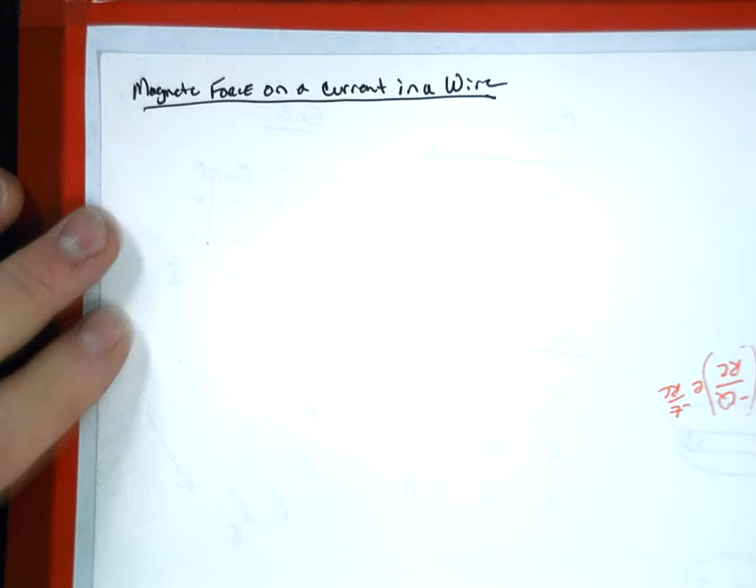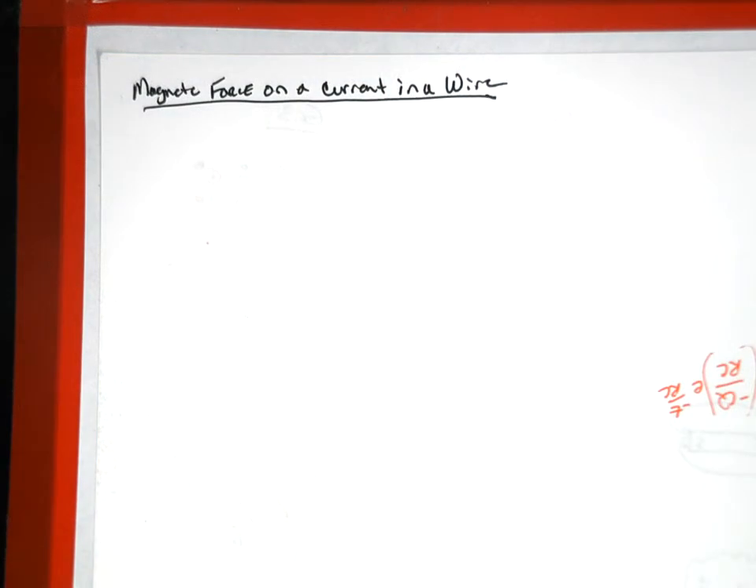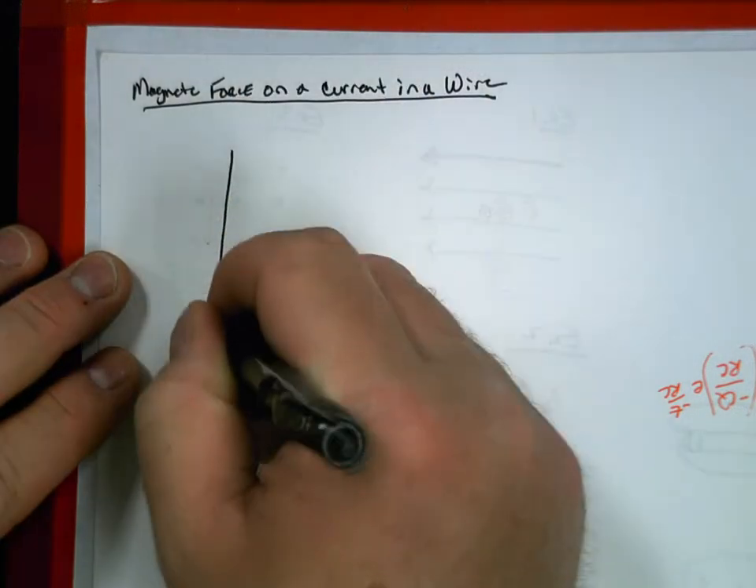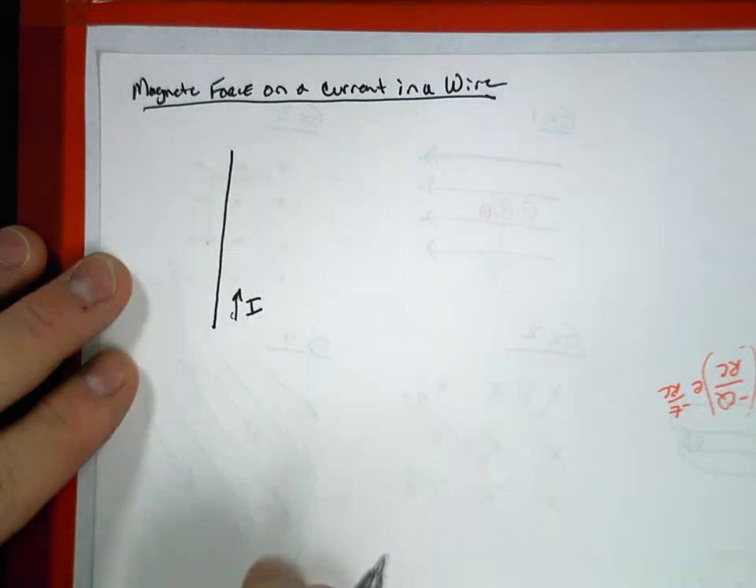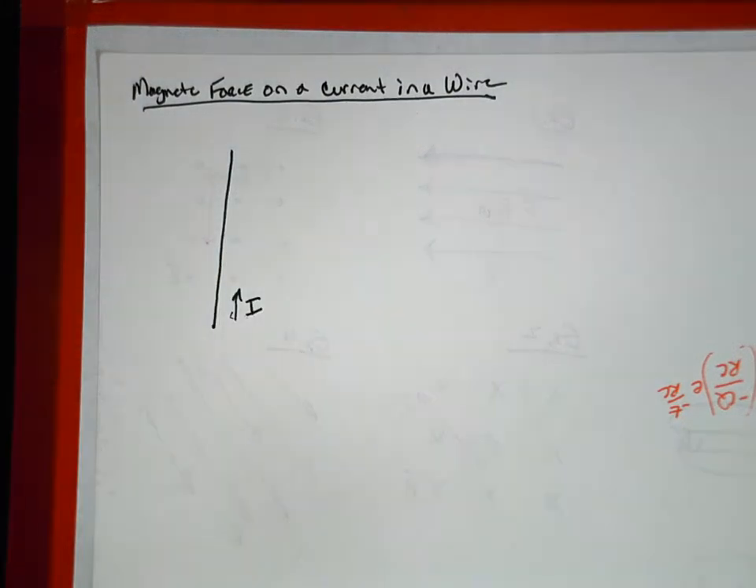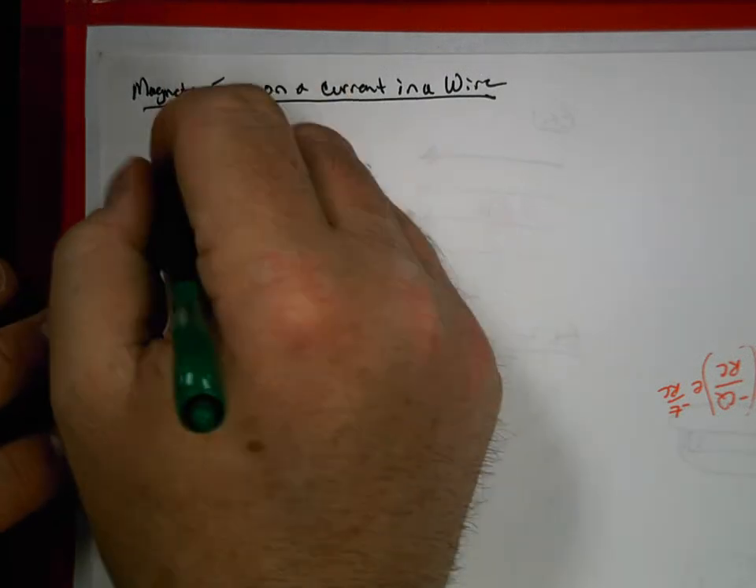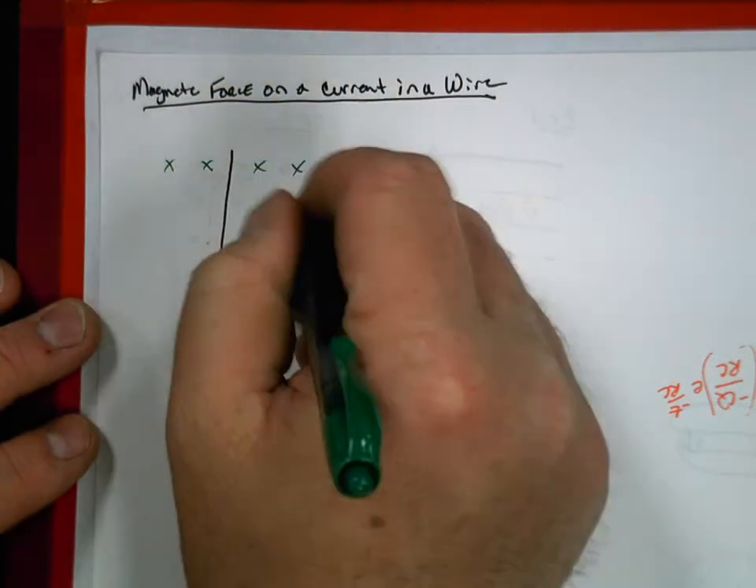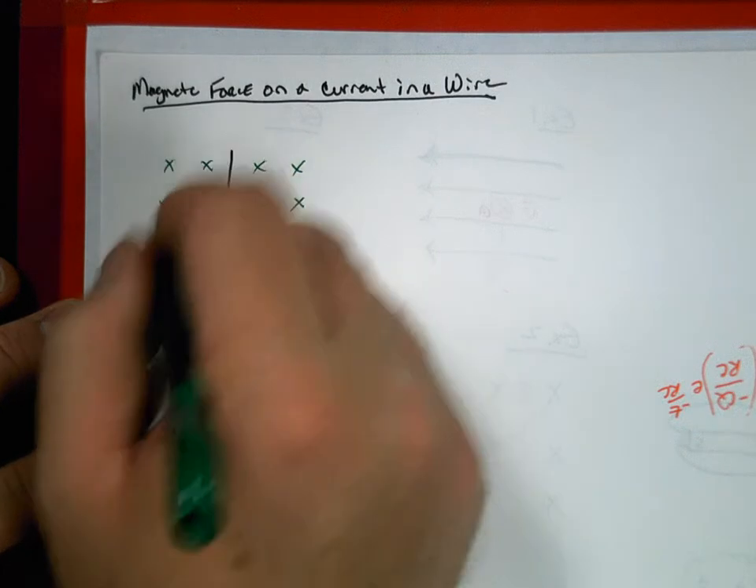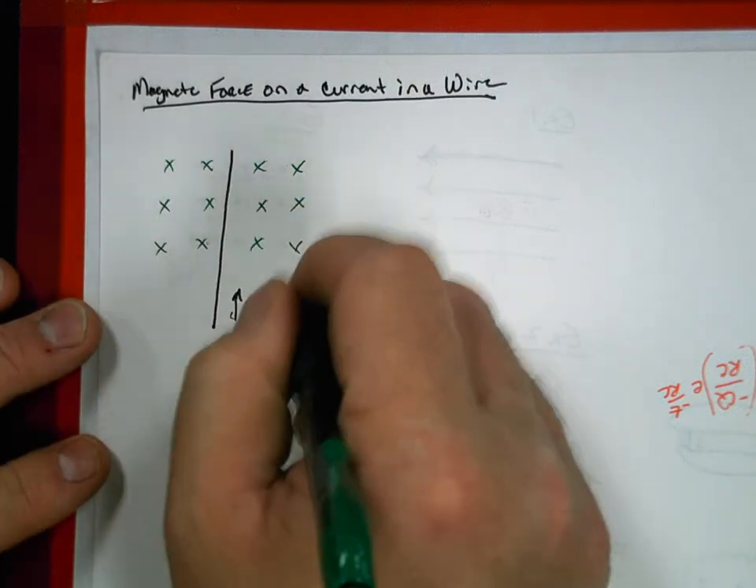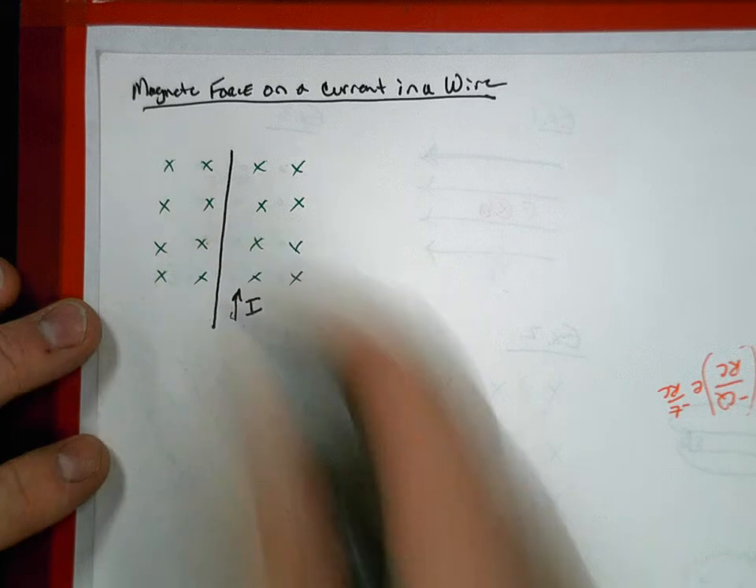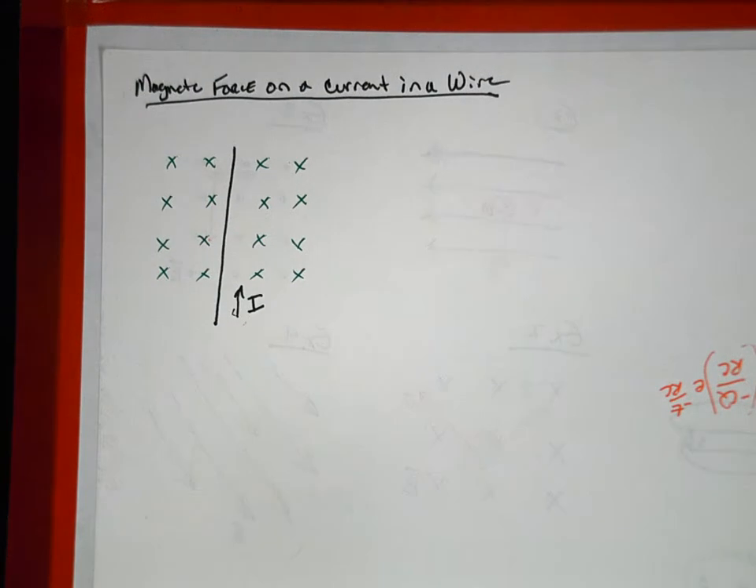Magnetic force on a current in a wire. So we're going to draw our wire. Okay, our current is that way. It is going to run through a magnetic field, a uniform magnetic field directed into the page, which is the language that they use on the test. You have a current running through a wire that is passing through a uniform magnetic field directed into the page.